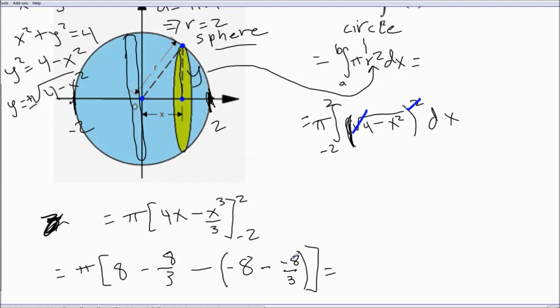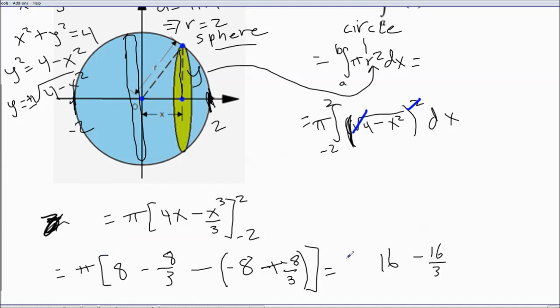What I notice right here is I have two negatives next to each other, so I'm just going to call that a plus. It's easier for me to think about. And I'm going to combine like terms. So I have 8 minus negative 8. That means 8 plus 8, which is 16. I have negative 8 thirds minus 8 thirds, which is negative 16 thirds.